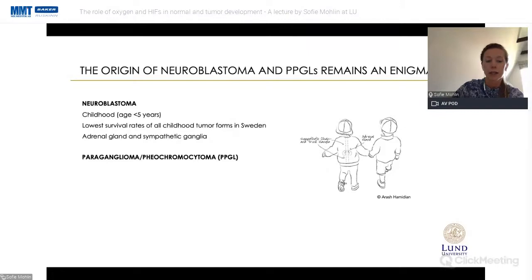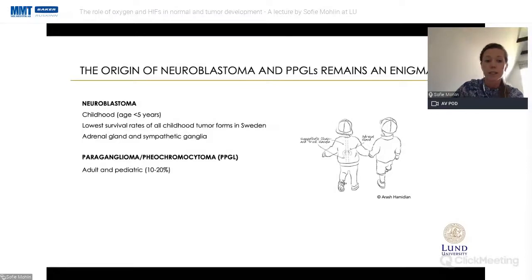Moving on to paraganglioma and pheochromocytoma, or PPGL for short, these are, as I said, mainly adult tumors, but there are still around 10 to 20% of the tumors that are pediatric. Here it ranges from 0 to 18 years old, so it's all through adolescence.